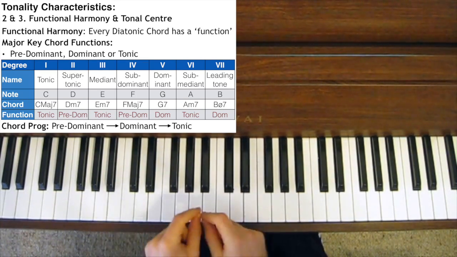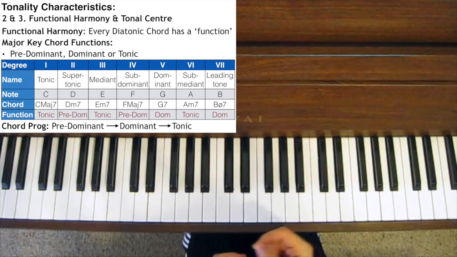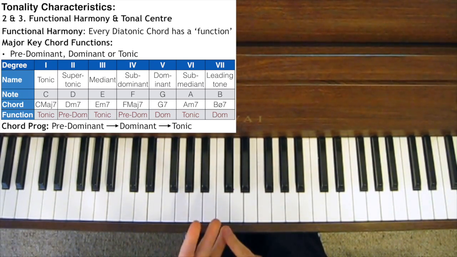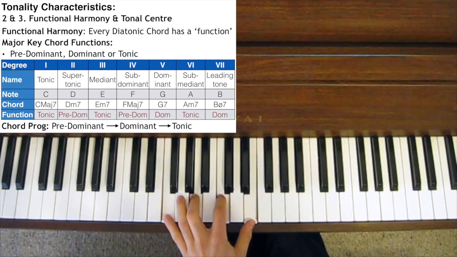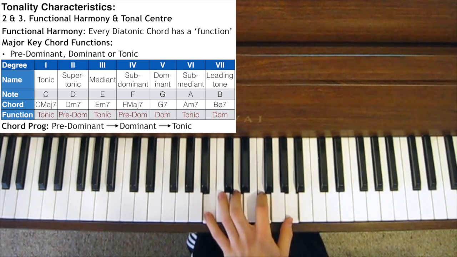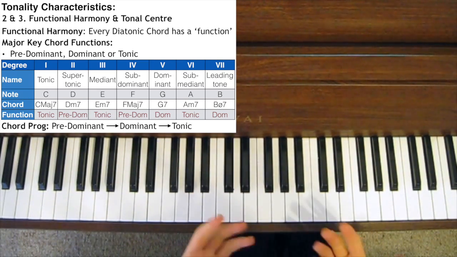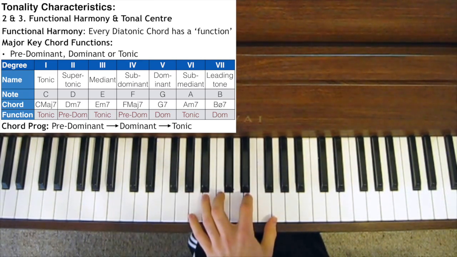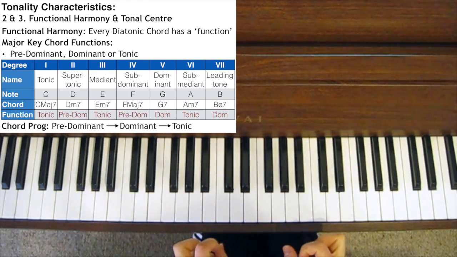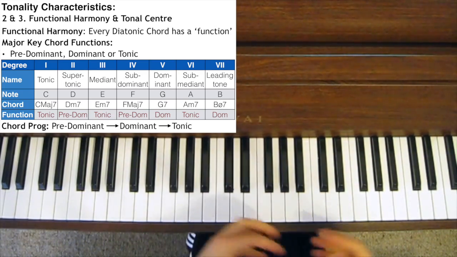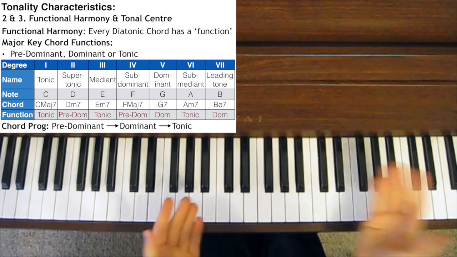Now, each one of those chords in the key of C major can be prescribed to one of 3 different functions, either predominant, dominant, or tonic. So the 2 and the 4 chord have a predominant function, which essentially means they create a little bit of tension. The 5 and the 7 chord have a dominant function, which essentially means they create a lot of tension. And the 1, 3, and 6 chords have a tonic function, which essentially means they have no tension whatsoever and are used to resolve the tension from the other chords.